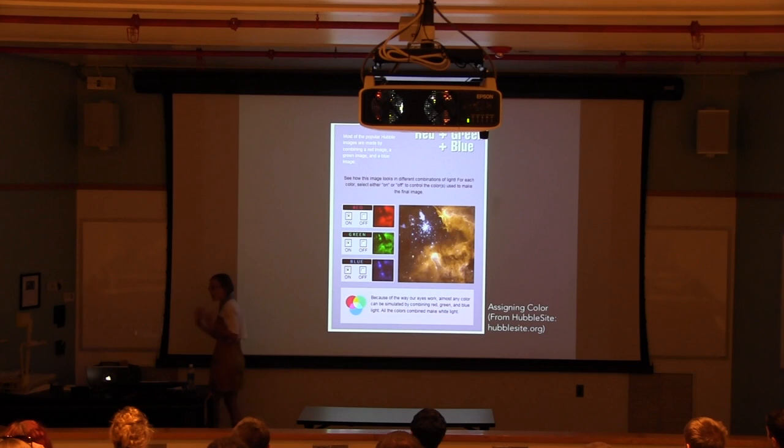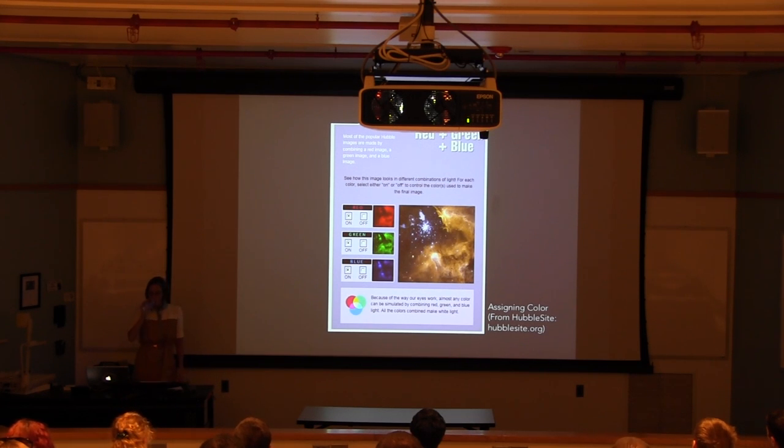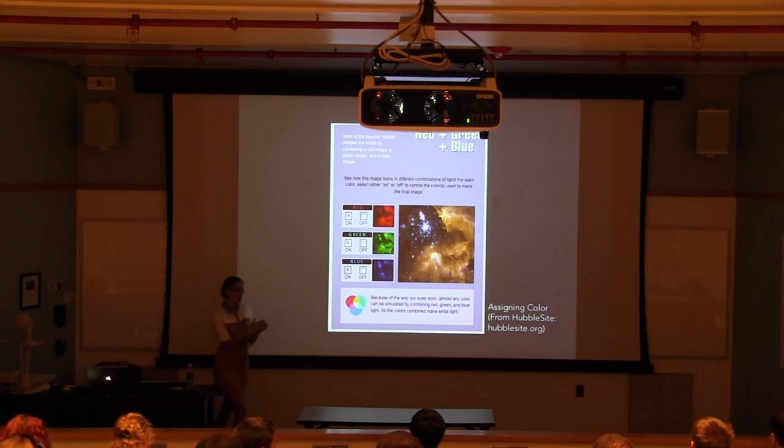So even though our eyes can't see it, and even though the Hubble telescope collects its data monochromatically, it does have filters that are keyed to particular wavelengths of light.